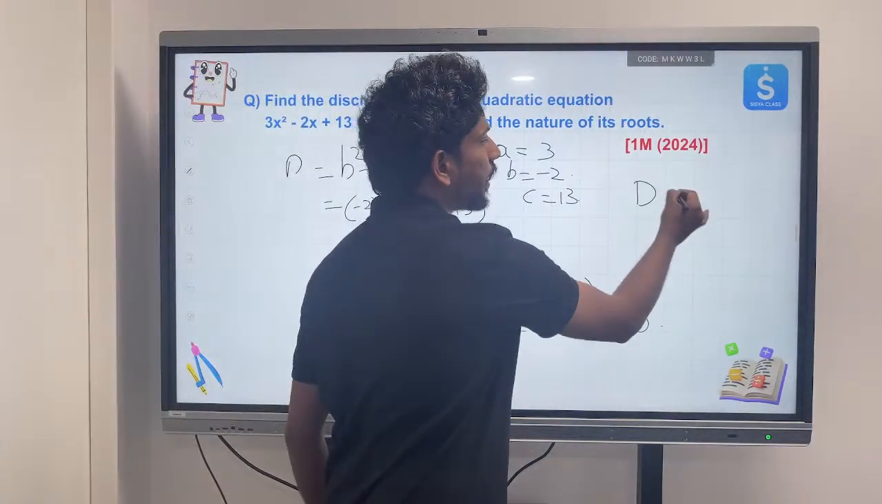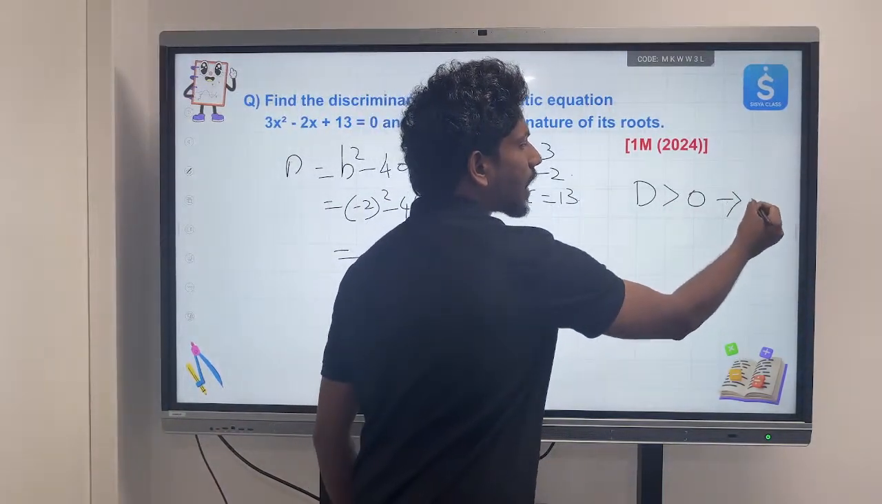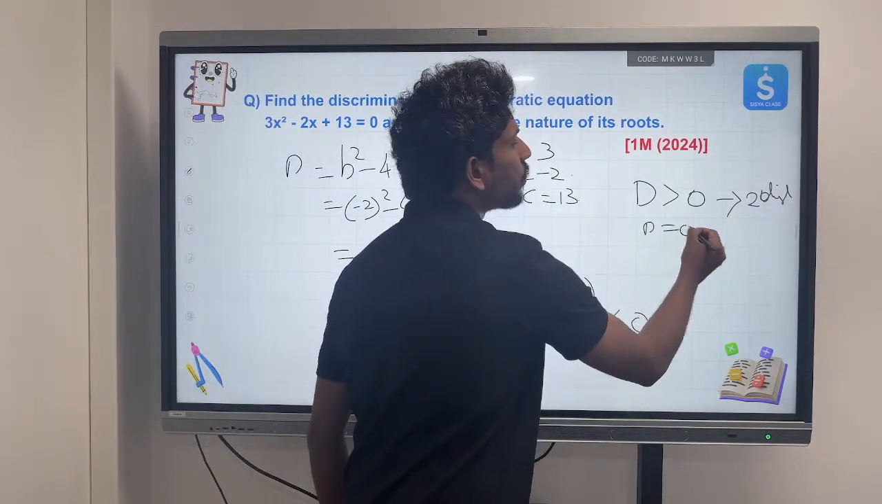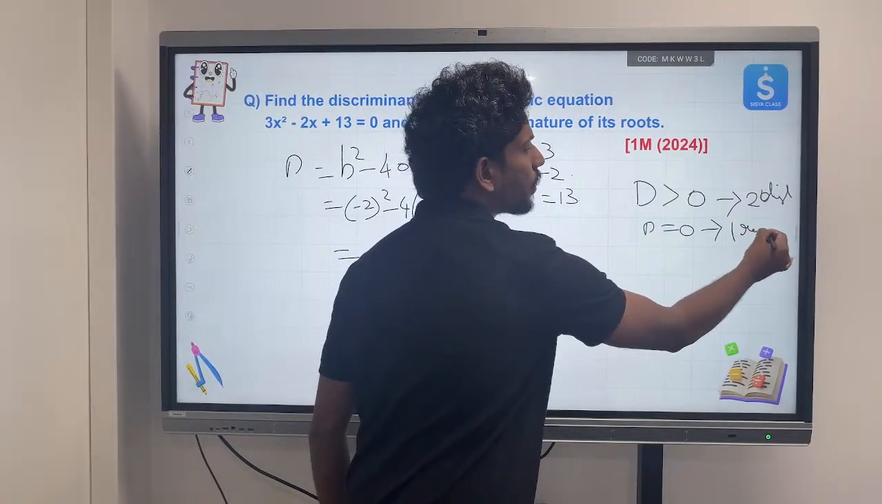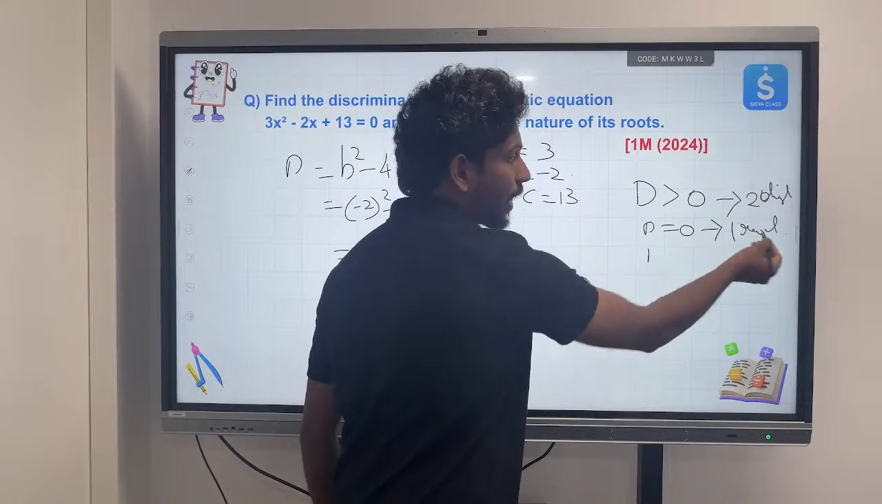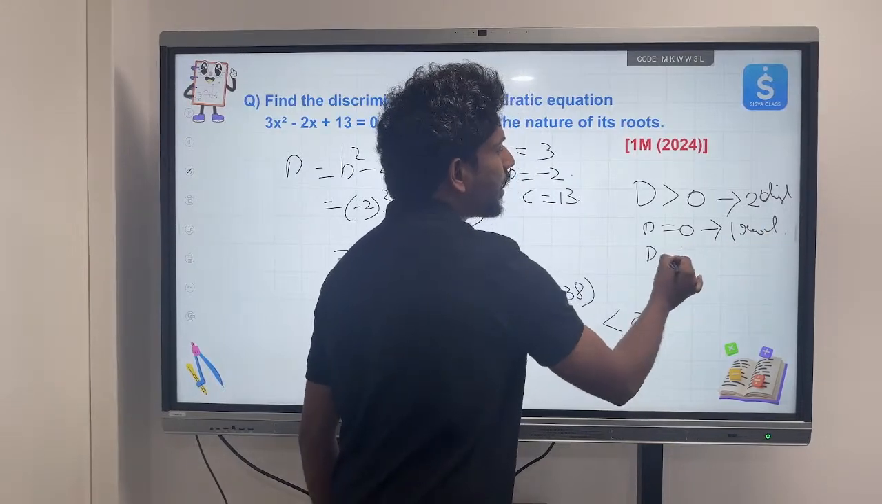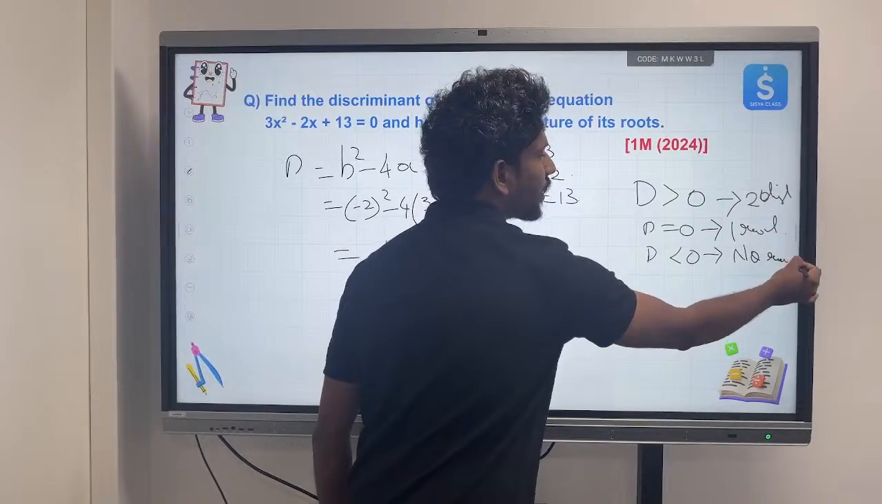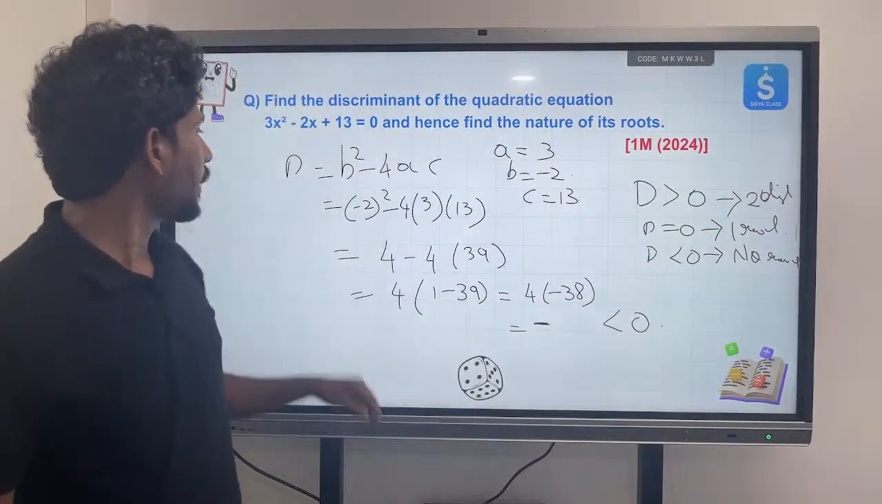Always remember, d greater than 0, then it is having two distinct real roots. If d is equals to 0, there is only one real root, real and equal in fact, and d is less than 0, no real root. It goes in this fashion and this pattern, right.